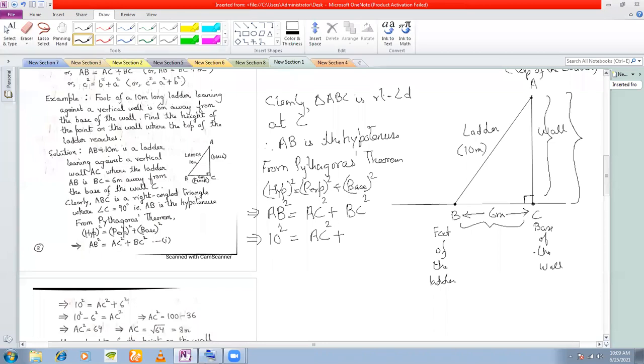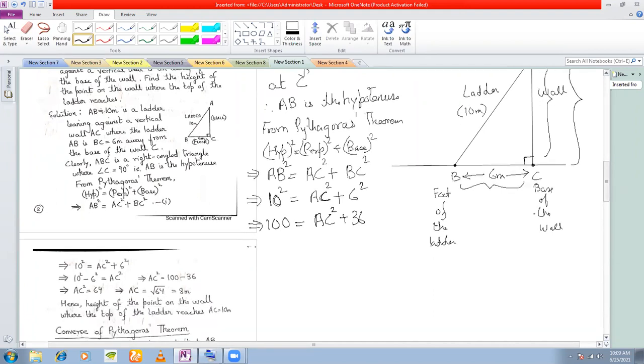Okay, so AB square, you know the length of AB, so you put the length of AB as 10. AC we need to calculate, and BC we know the length to be 6. So now you can calculate AC from here. 10 square is 100, equals AC square plus 36. You can take 36 to the other side, 100 minus 36 is equal to AC square. 100 minus 36 is how much? 64. That means AC is the square root of 64.